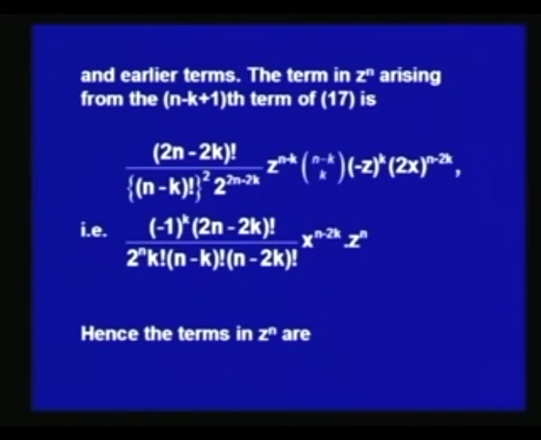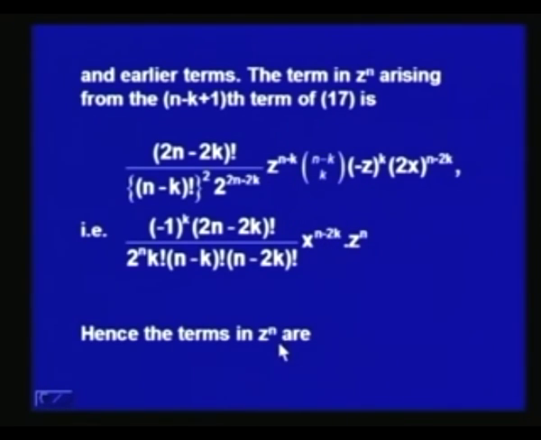Now, the terms in z to the power n which arise from the (n minus k plus 1)th term of equation 17 are given by (2n minus 2k)! over ((n minus k)!)² into 2 to the power 2n minus 2k into z to the power n minus k, and then nCk into (minus z)^k into (2x)^(n minus 2k), which after simplification gives us (minus 1)^k into (2n minus 2k)! over 2^n into k! (n minus k)! (n minus 2k)! x^(n minus 2k) z^n.